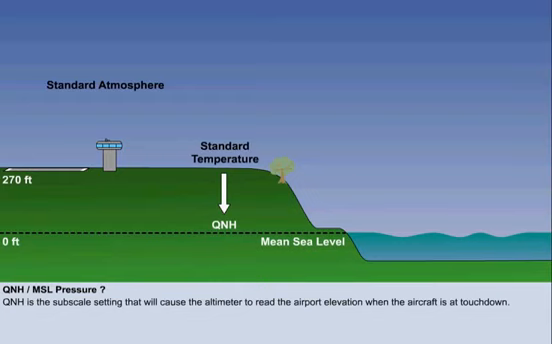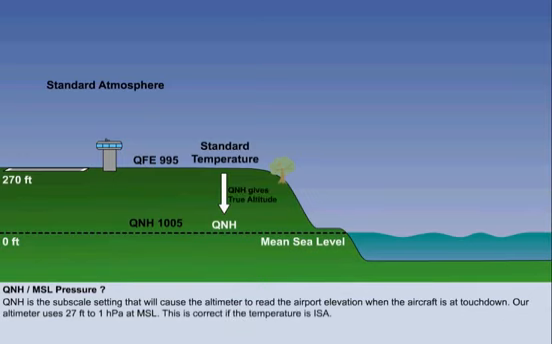Imagine an aircraft on the runway at an elevation of 270 feet. And we'll assume that the QFE is 995 hectopascals. The ISA pressure lapse rate at mean sea level is 27 feet to a hectopascal, which equates to 10 hectopascals for 270 feet elevation. At the ISA temperature of plus 15 degrees at mean sea level, our QNH would be 1005, 10 more than the QFE. And, under these conditions, our altimeter would correctly give us true altitude above mean sea level.